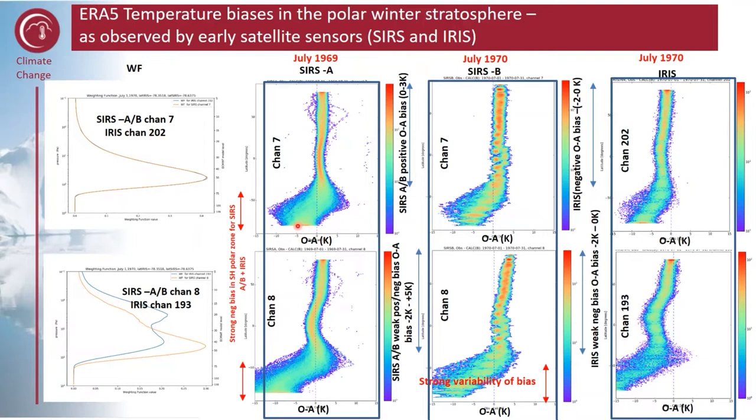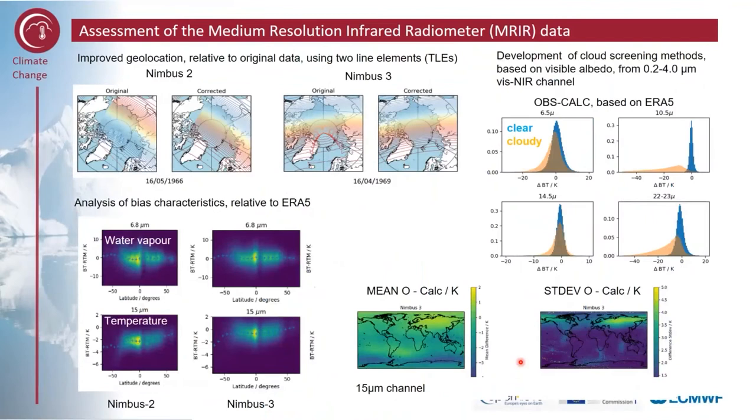The bottom row shows some channels that peak slightly higher, between 2 and 30 hectopascals. And there you see a similar effect. If anything, the amplitude of the bias is even larger at 10 Kelvin or greater. So it points to the value of this data from the late 60s and early 70s in our next gen reanalysis. Finally, the medium range resolution infrared radiometer exhibited geolocation issues, which were solved.